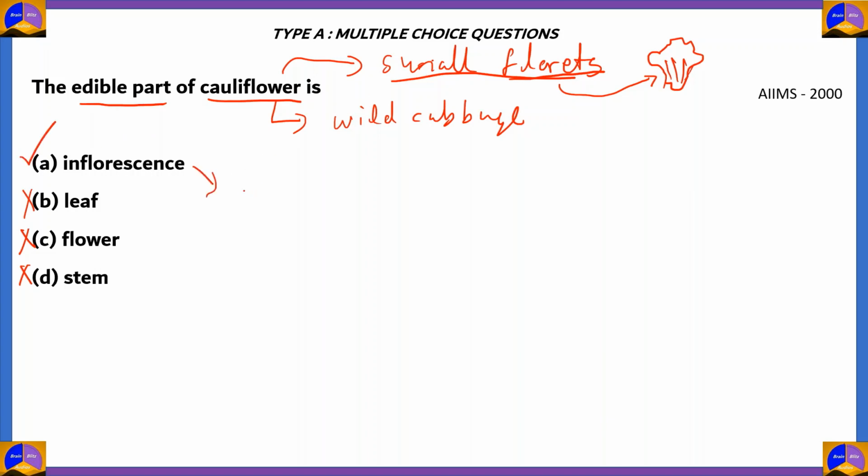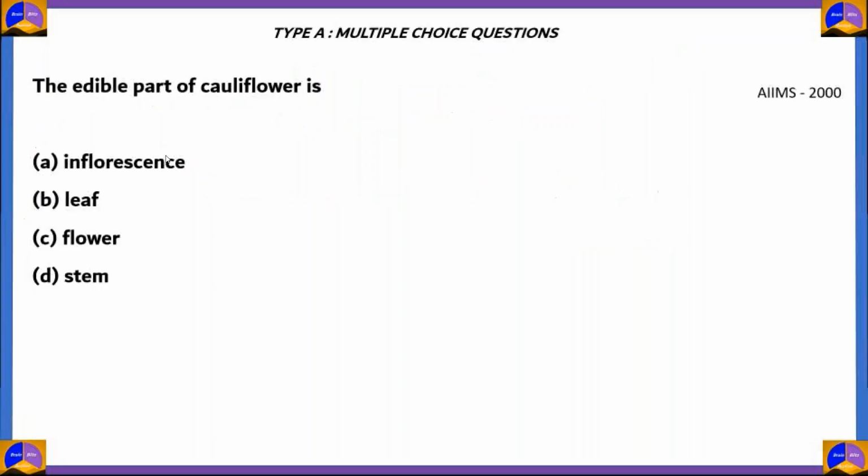Now, inflorescence is the arrangement of flowers or florets. So option A, inflorescence, is the right answer. So the part of cauliflowers that we eat is its inflorescence, the total inflorescence.